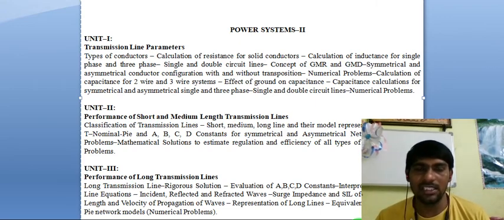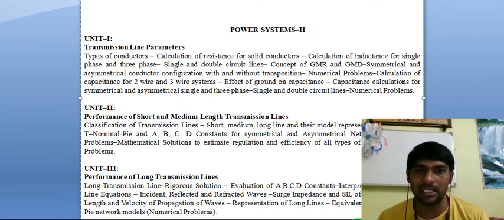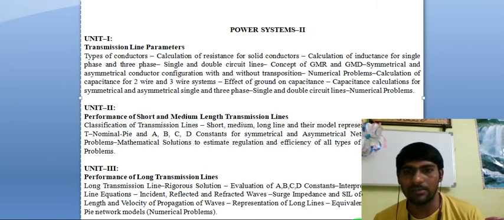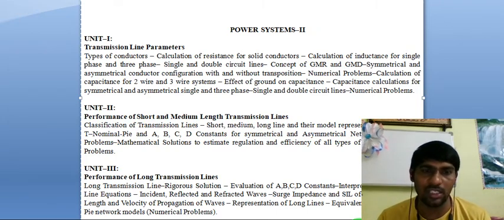So in this unit we need to completely focus on the calculation of resistance, the calculation of inductance and the calculation of capacitance, as well as the concept of GMR and GMD, and also symmetrical and asymmetrical conductor configurations with and without transposition. All these come under unit number 1, that is called transmission line parameters. That is the overview of unit number 1.